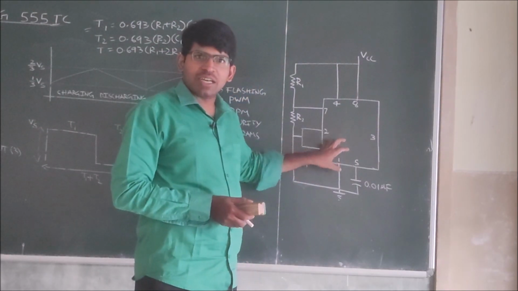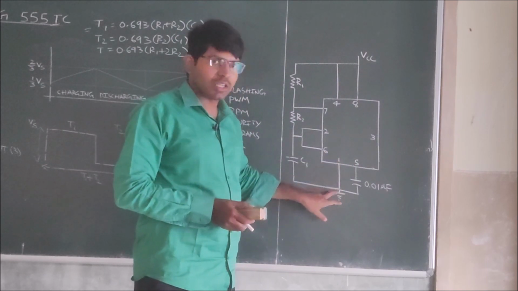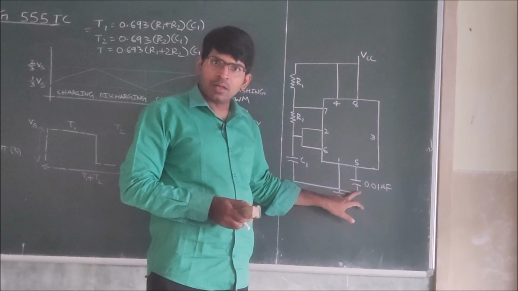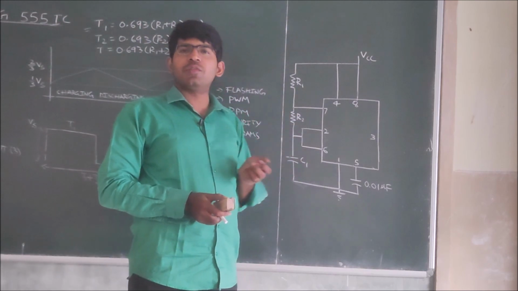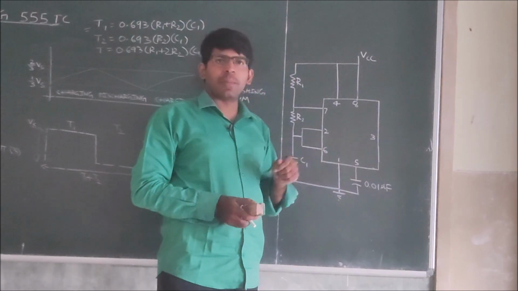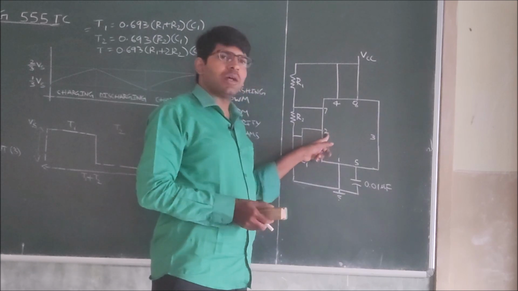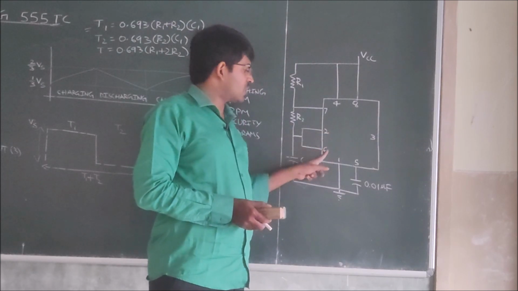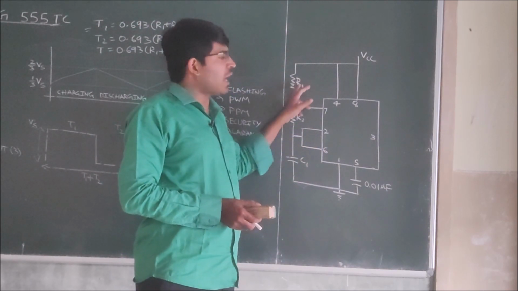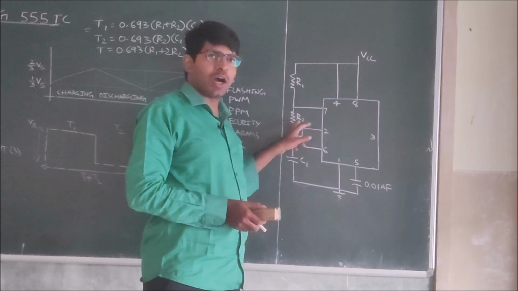So here we have just connected the 555 IC pins. First pin is the ground pin. Fifth pin is the control pin. So instead of 2/3 VCC and 1/3 VCC, we can control them by using the control voltage. This control pin is connected to a 0.01 microfarad capacitor. The second pin, which we already discussed, is the trigger pin, and the sixth pin is the threshold pin. Both pins we are connecting to the capacitor. And these are R2 and R1. The seventh pin is connected to R2.